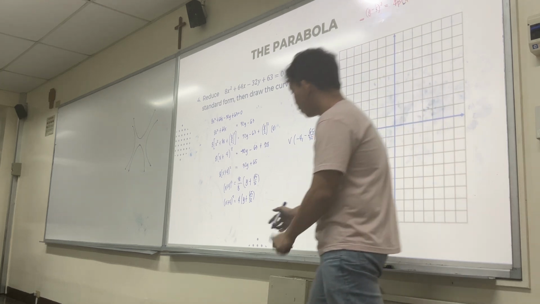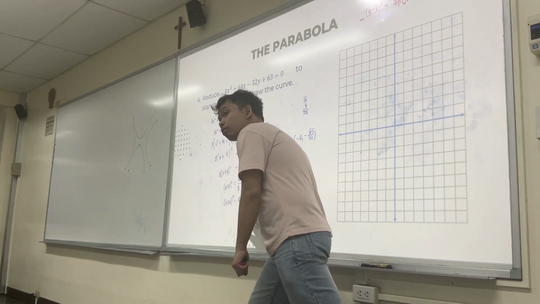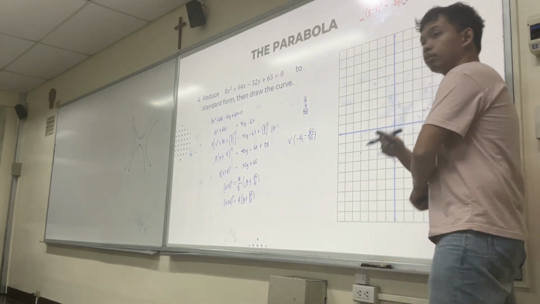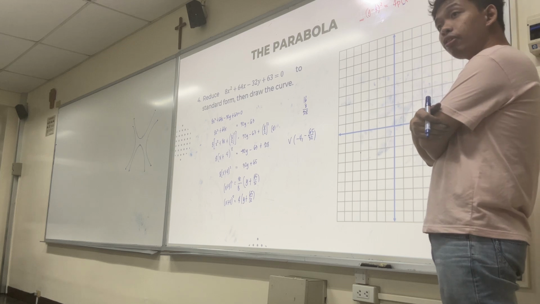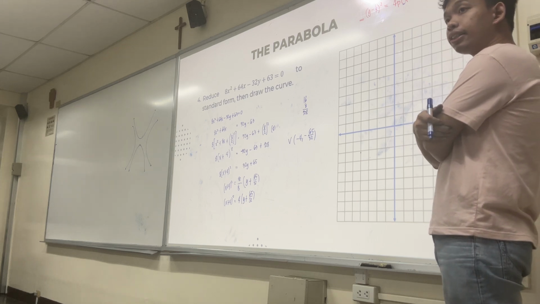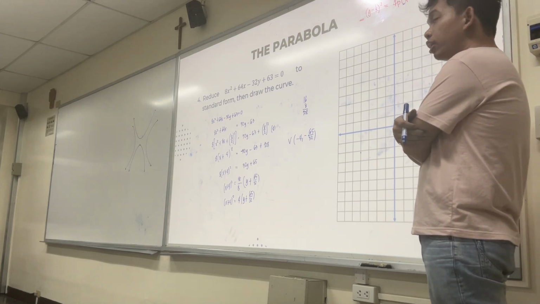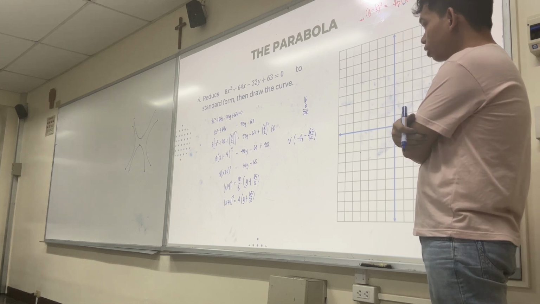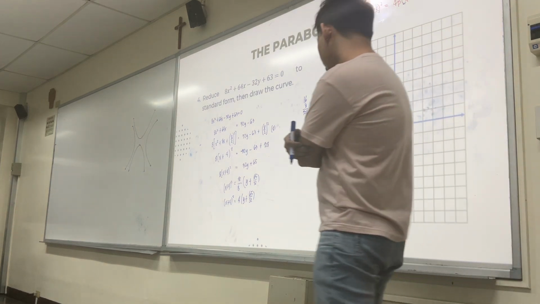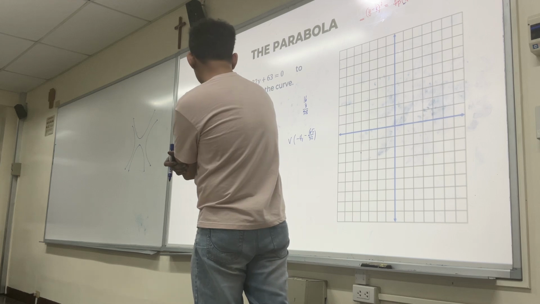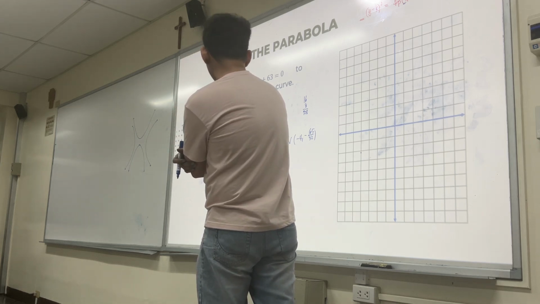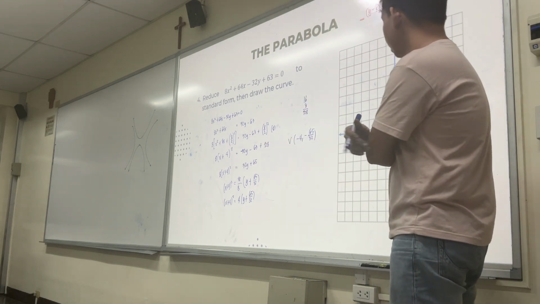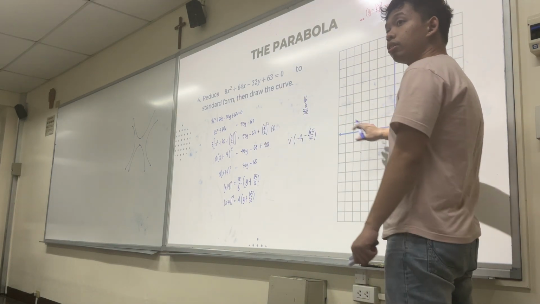Now, if this is your curve, which way does it open? With one value of y, you get two values of x. Right? So, which way? Upward, downwards? Upward. Okay. Upward, no? So, this one is upward. Right?